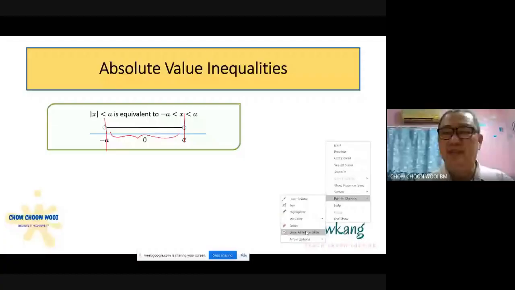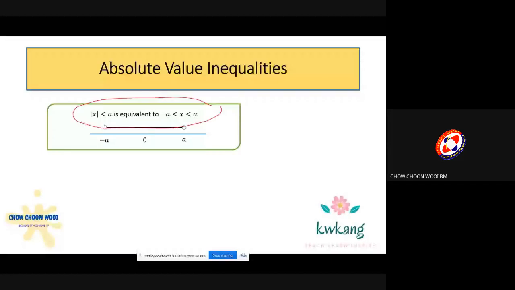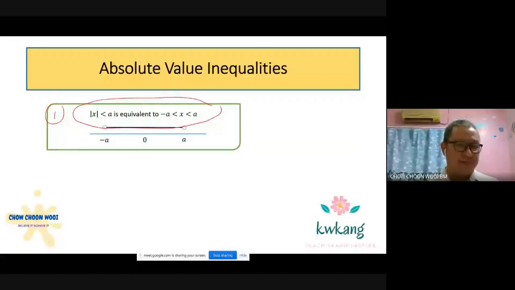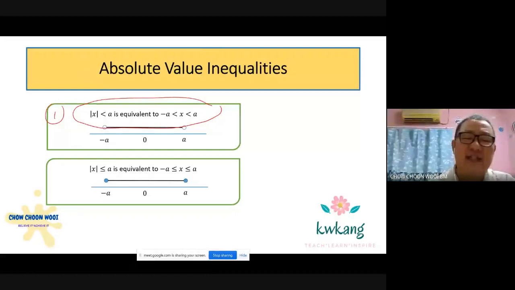Oh, seronoknya bila baru mula dengar conclusion dah kan. So first of all, you must remember this one, the whole thing one. Satu yang kamu perlu hafal. Okay, the second one is the modulus of X less than or equals to A. It is equivalent to X greater or equals to negative A and X is less than or equals to A. So dua benda ini sama.